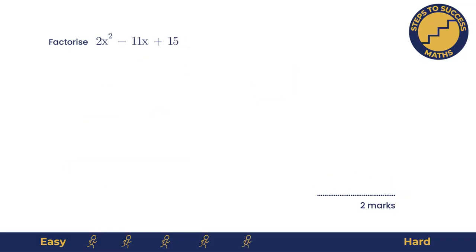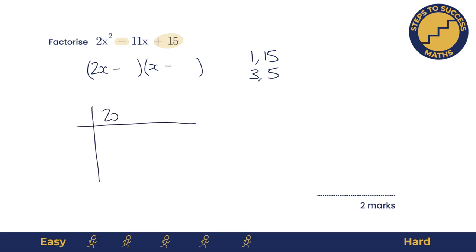Factorise 2x squared subtract 11x plus 15. So 2 brackets and then 2x and x. Now it's a positive at the end, but there's a negative in the middle. So both of these brackets need to be negative. Things that multiply to make 15: 1 and 15, 3 and 5. So let's start with 2x minus 3 and x minus 5 and see what we get when we multiply it out.